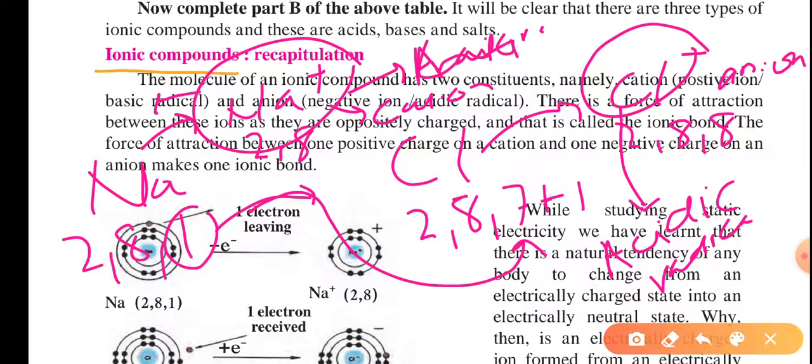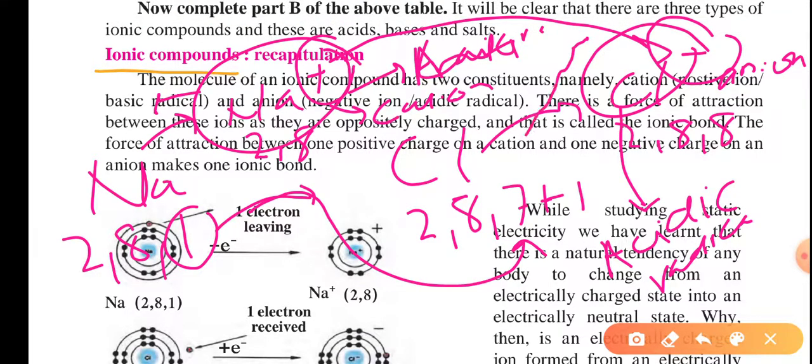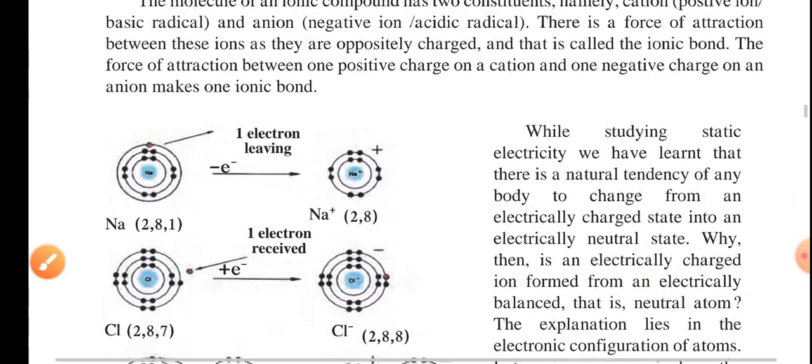So there is a force of attraction between this positive and this negative, and it forms a bond. That bond is called an ionic bond. The ionic bond is formed between two ions. How is this formed? Let's see.